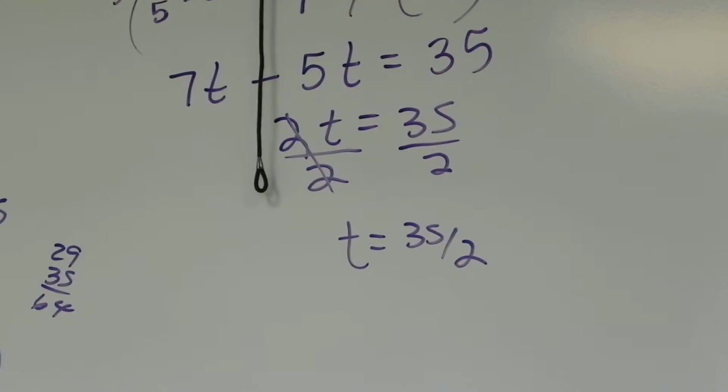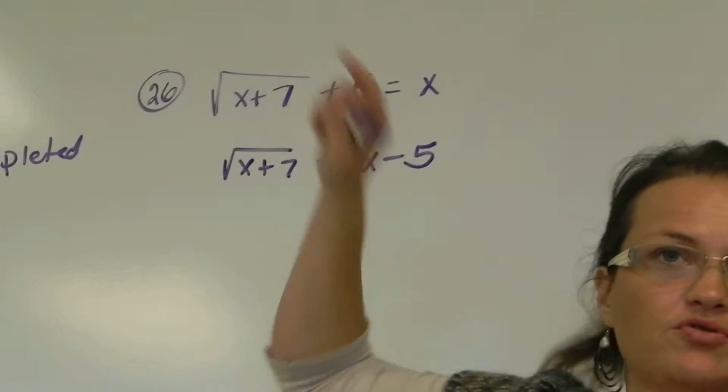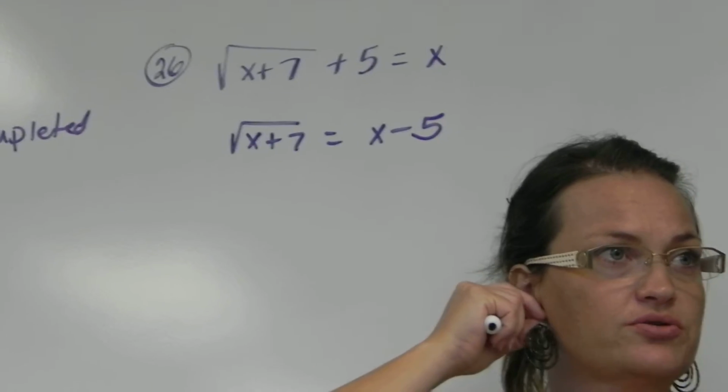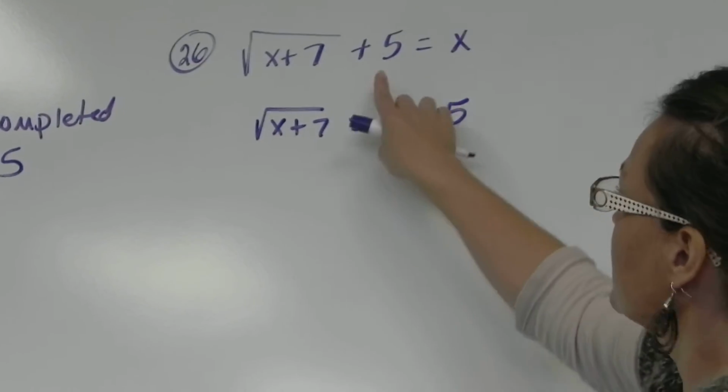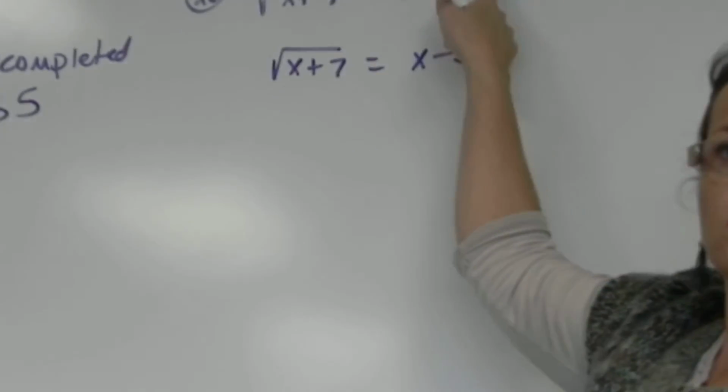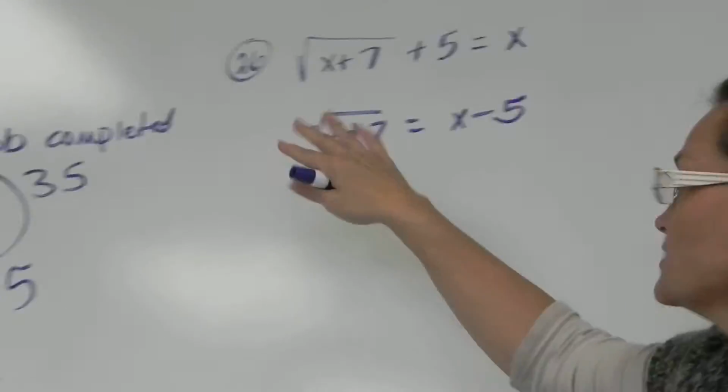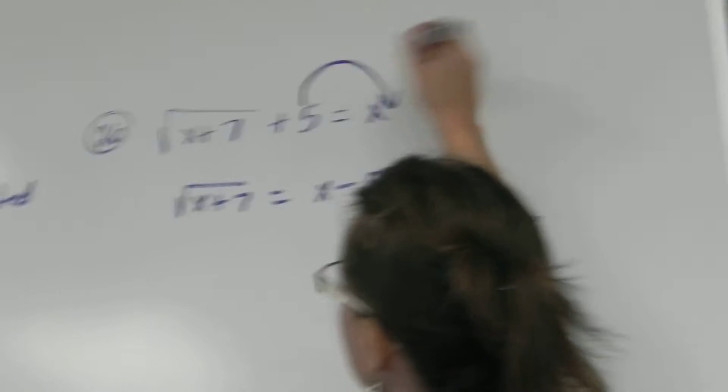Okay, 26. Some of y'all were just doing this question, I noticed, on your retake of your quizzes. On yours, they had the 5 thrown across first. They already had the radical isolated. So if not, make sure you do that.